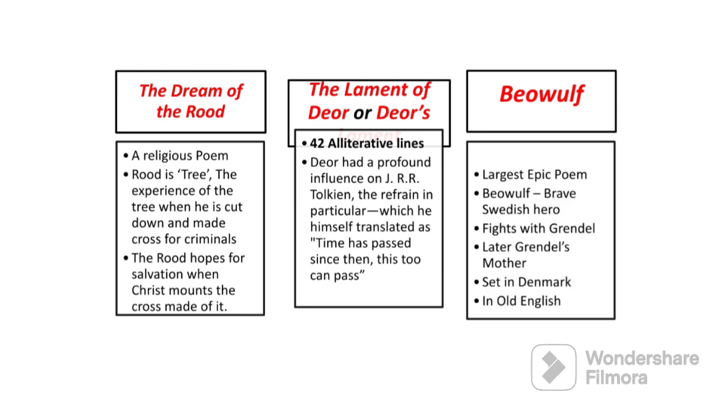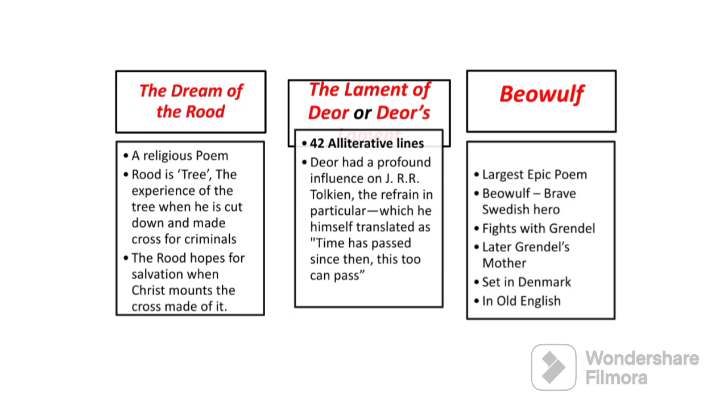This root, this particular tree, the wood of the tree was used to make that cross. So it finds itself very lucky and hopes to get salvation as well. The second is the Lament of Deor, or Deor's Lament. It is, or Deor's Lament, and this name is also given by the later writers. None of these writers gave these particular titles to their works.